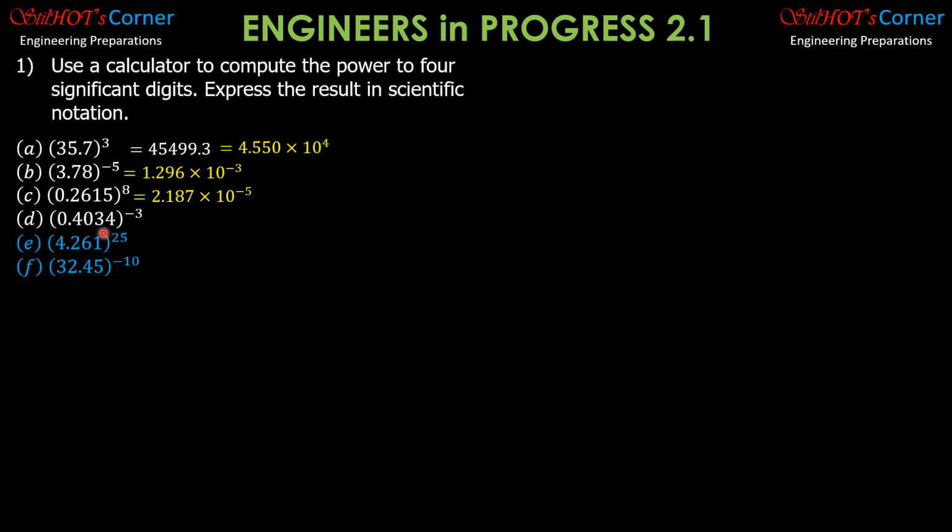Then next, with your calculator there, type quantity 0.4034 to the negative 3, and it is 15.23. Since this is not yet in scientific notation, we move the decimal to the left, and moving it to the left will have positive exponents, so 1 only, so times 10 to the 1. It is 1.523 times 10 to the 1 in scientific notation and to 4 significant digits.